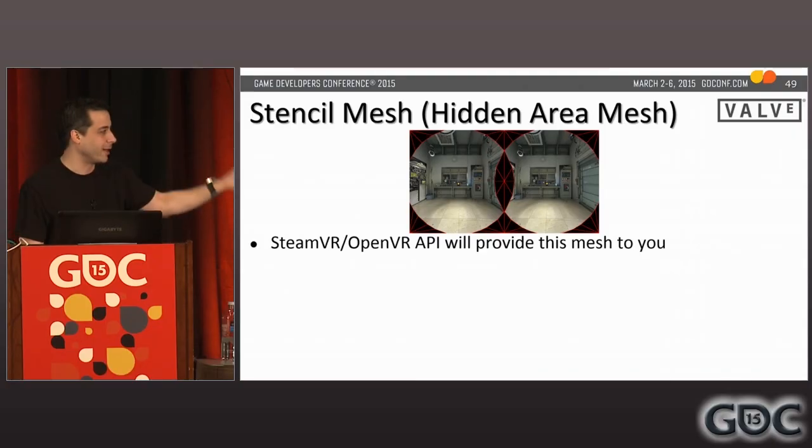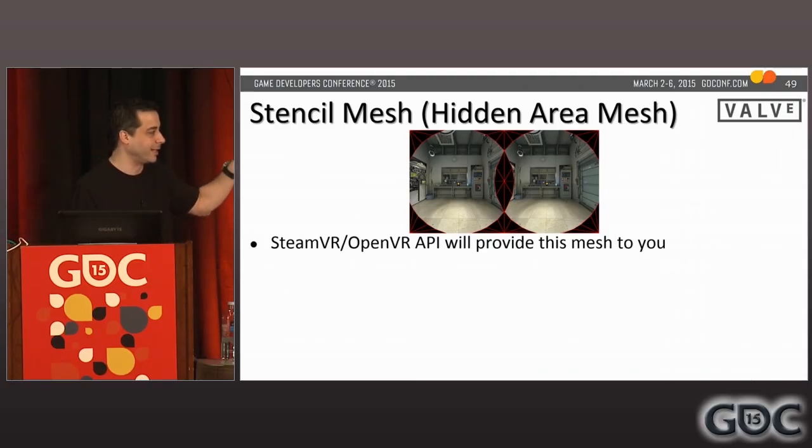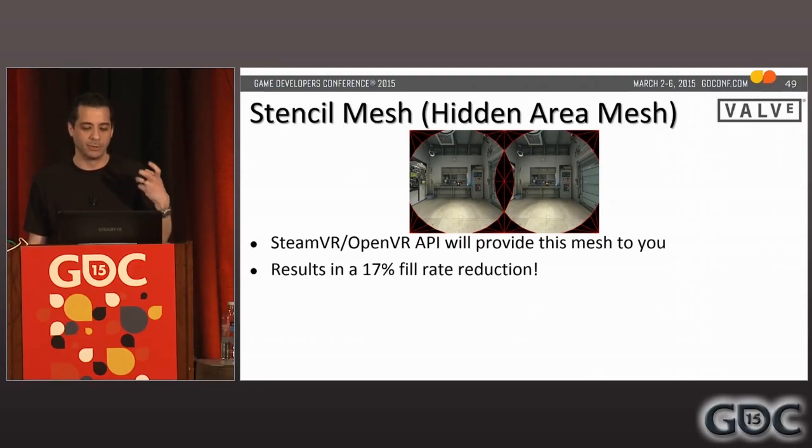I won't go into it. If you're a graphics programmer, you'll figure this out in 10 minutes if you just stare at it long enough. It's literally, for this HMD, for the HTC Vive, a 17% fill rate reduction across the board. We are almost always pixel bound, so it's a huge win.